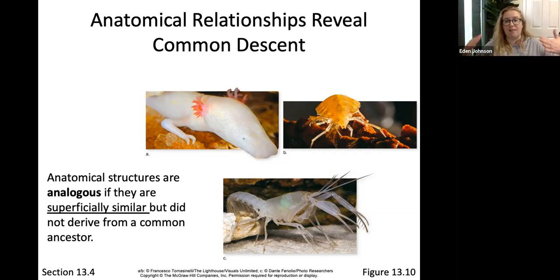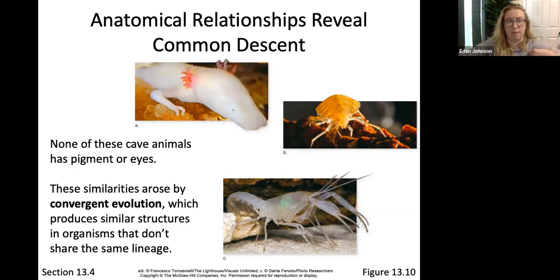They arrived at them independently, which we're going to talk about right now. In these examples, none of these cave animals have pigment and they don't have eyes. That's important because if you're in a cave and there's no light at all, are you going to be able to see? No, there's no light, you will not be able to see. So would it be beneficial to have eyes? No, it wouldn't be beneficial for you to make eyes.